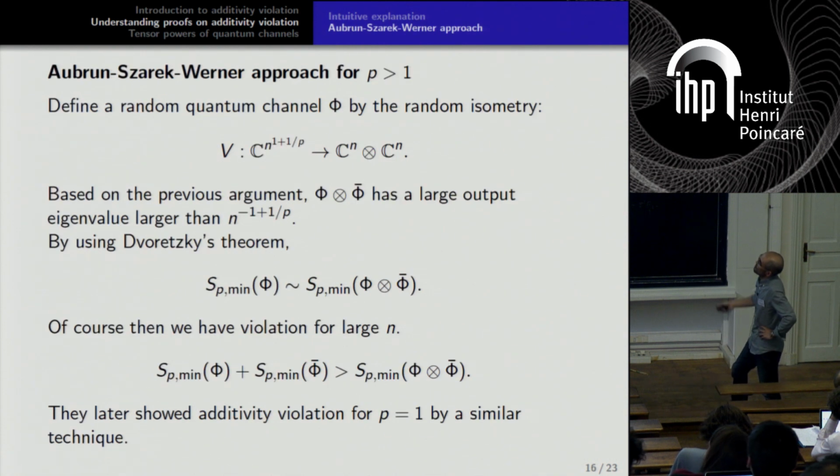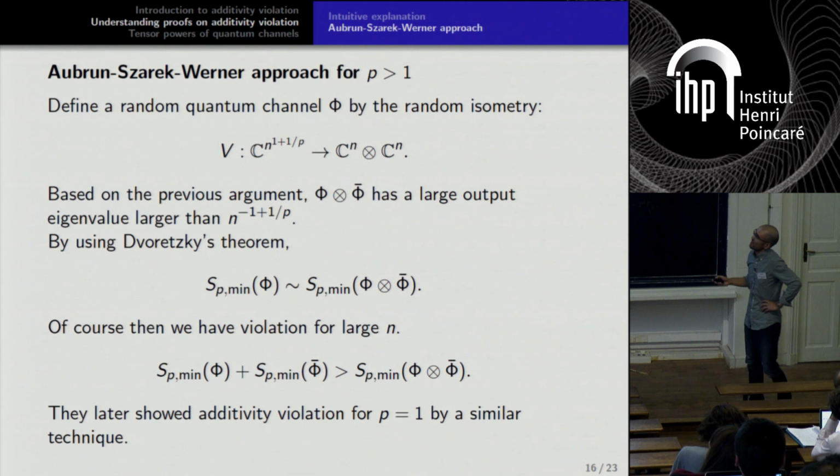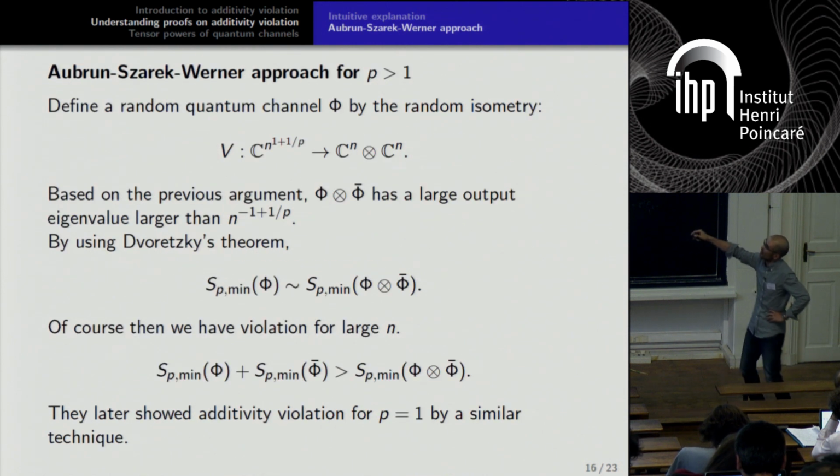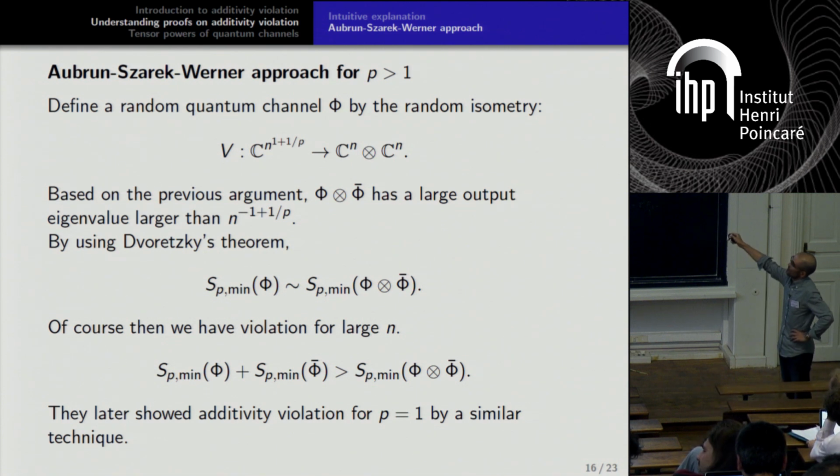Of course this proof was first made by Hastings, but this problem was set by Oberlin, Sharrak, Werner and so on. What they think is that we have this kind of construction. C to, I hope I'm not wrong, C to n to 1 plus 1 over p to Cn tensor to Cn. And then they use the Dvoretzky theorem.